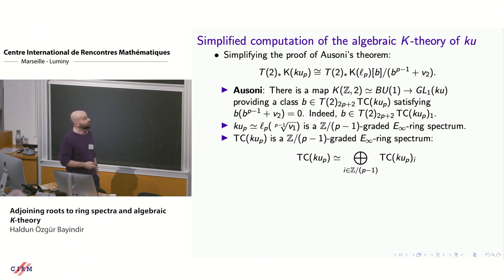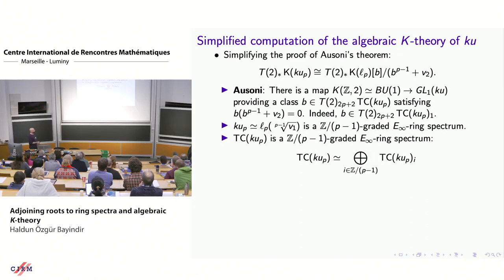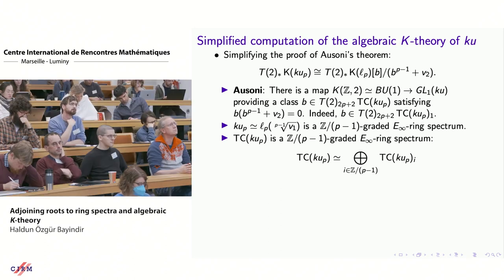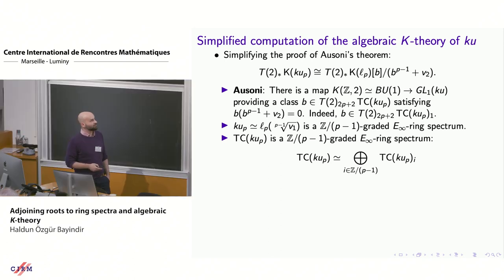Okay. Anyway, so there is a graded infinity ring structure on KUP, and that gives you a graded infinity ring structure on topological cyclic homology as well. Again, in general, you wouldn't be able to do this, but because P is equal to 1 in this case, the Frobenius maps do respect the grading, so you do have an infinity ring structure on TC as well.